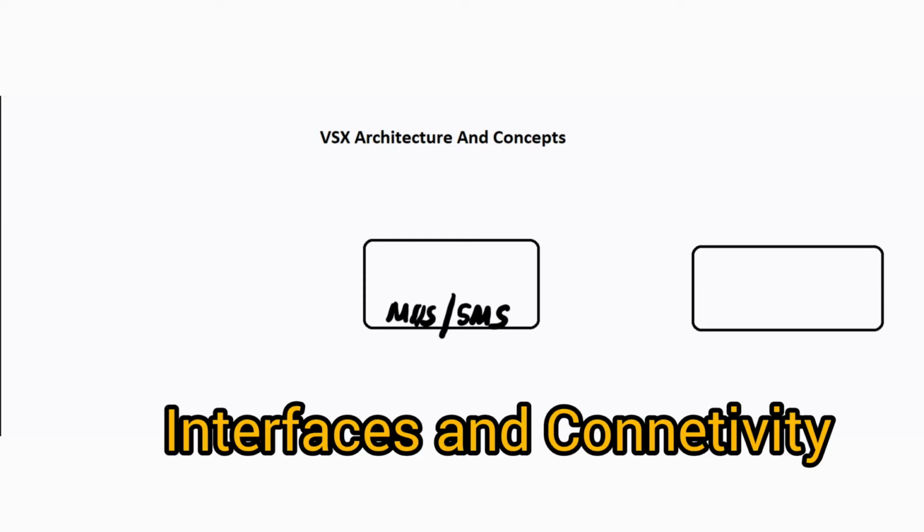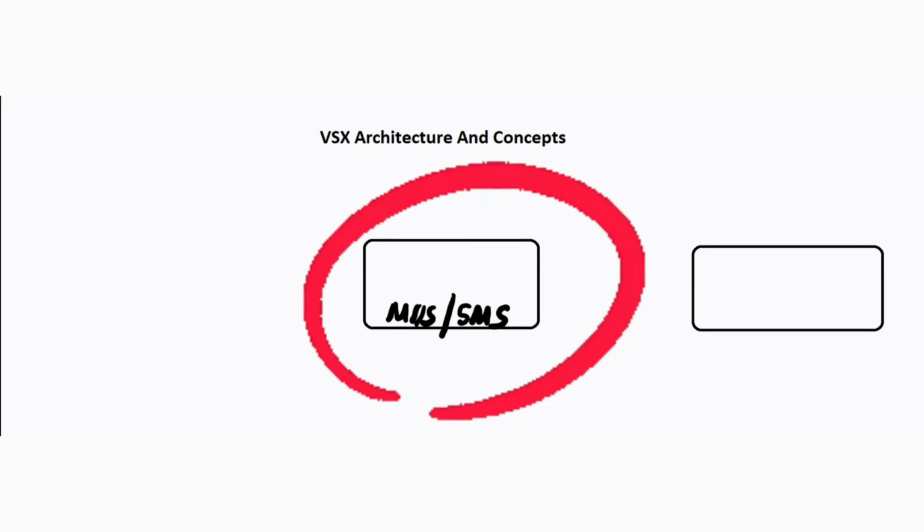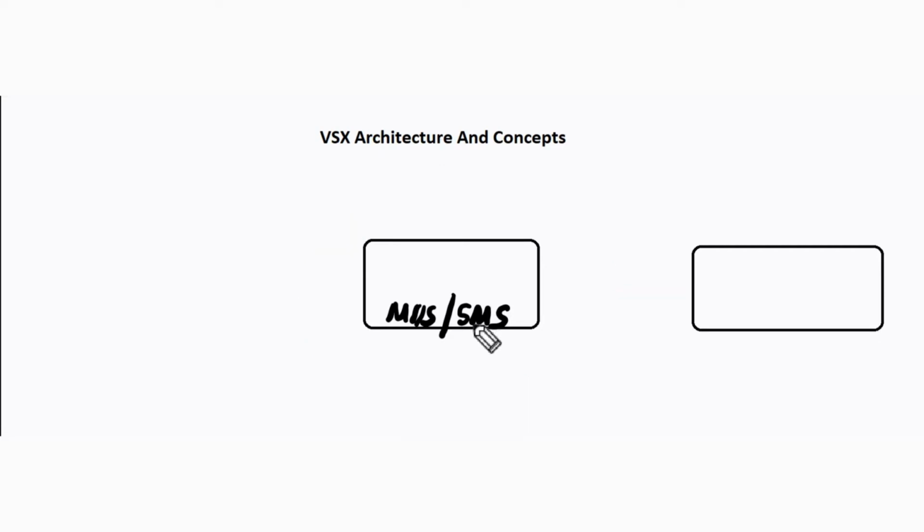Now, let's start with a very important point, which is the role of the management server in VSX. A VSX gateway is a physical machine that hosts virtual networks and virtual devices. The Checkpoint management server plays a very important role in the VSX architecture and configuration. Consider this machine is your management server. I can call it a multi-domain server, MDS, or I can also call it a security management server, depending on your requirement.